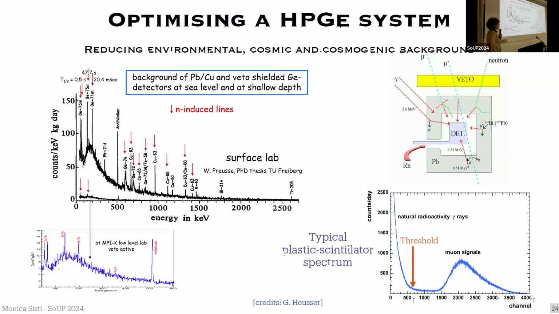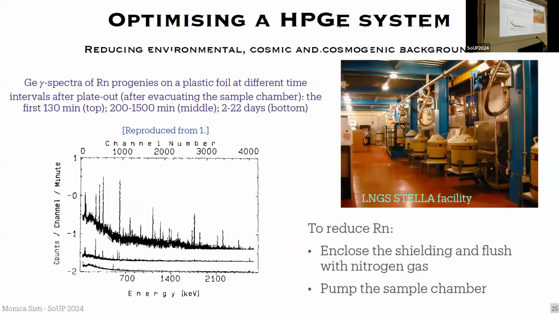How the muon veto works is quite easy. Probably you know this. You typically use a plastic scintillator that has this typical spectrum. You put a threshold here to select only the muons, and then you put this scintillator in anti-coincidence with your detector to remove as much as possible of the muon background from the detector, depending on the geometry and the coverage of the veto.